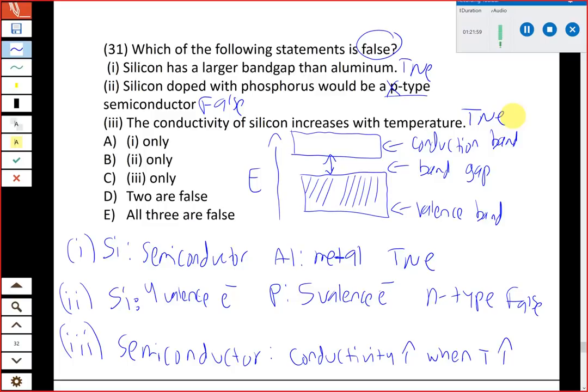For metals, anything that's classified as a conductor, that's a metallic substance, in that case, the conductivity will decrease when the temperature increases. So that's another distinction between metals and semiconductors, is how the conductivity changes with temperature. This would be true for a semiconductor, but for a metal, it would be the opposite. The conductivity would decrease when you raise the temperature. So the only false statement in this set of 3 is going to be the second one. So the correct answer for this would be B, that number 2 is the only false statement.